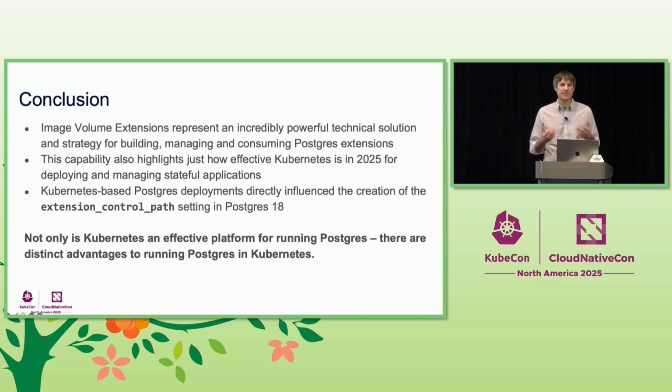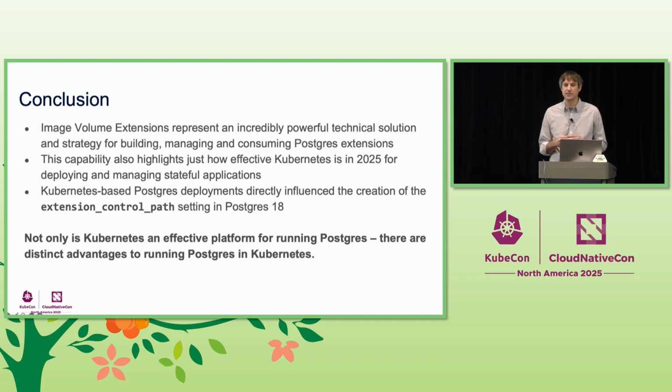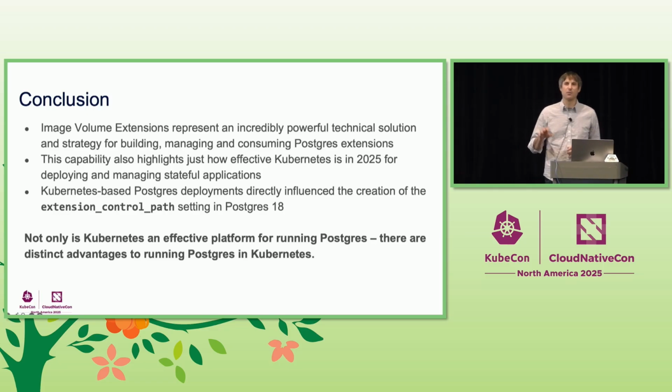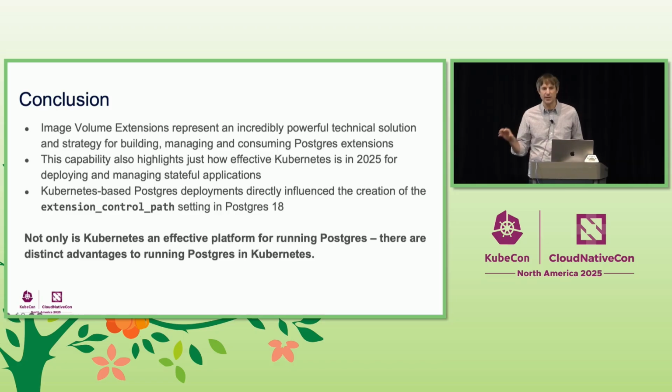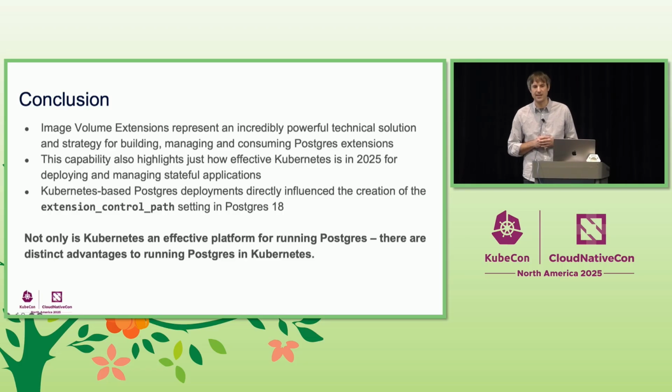And while the strategy we've discussed today is incredibly powerful from a technical perspective, as I conclude today, I want to end with a quick note about what I feel this also means about the current state of the Kubernetes platform and ecosystem. And this talk today highlights just how far we've come when it comes to managing stateful applications in Kubernetes. Whereas 5 or so years ago, many were struggling to get their first databases up and running in Kubernetes, we now have Kubernetes influencing the design of Postgres itself, with Kubernetes-based deployments of Postgres directly influencing the introduction of the extension control path setting that we discussed today.